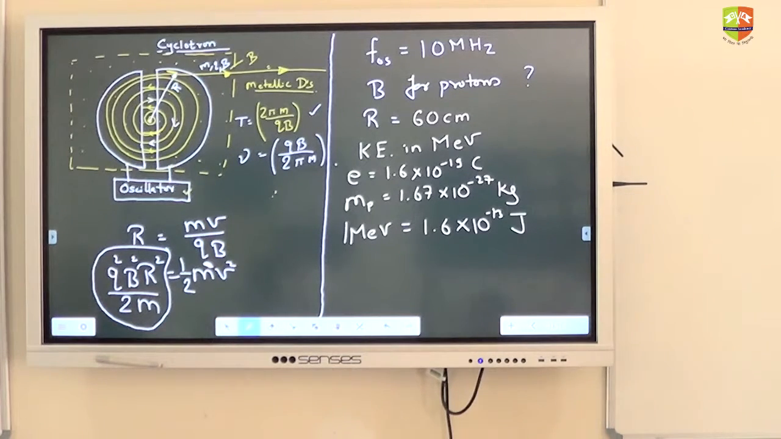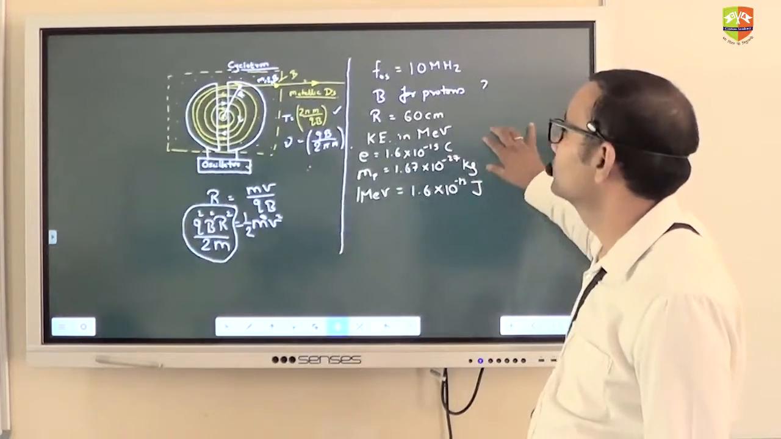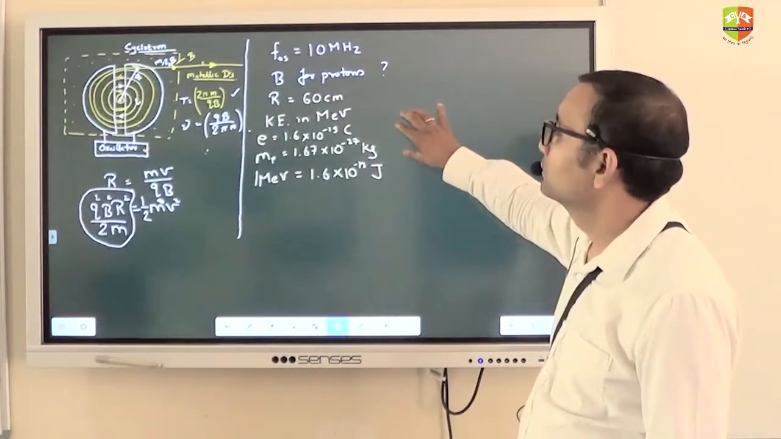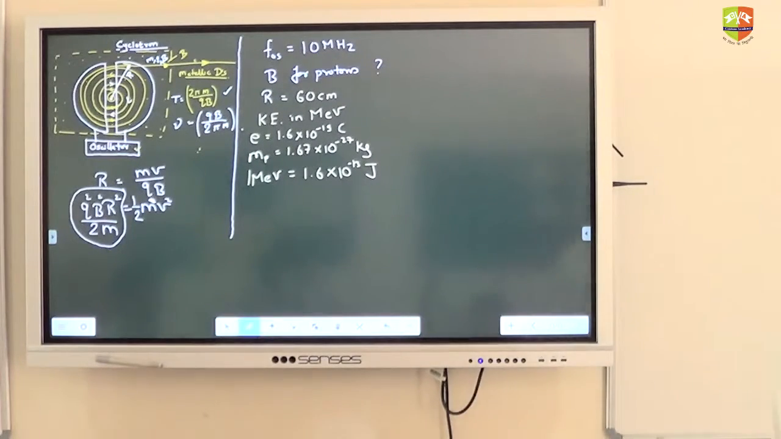B. That's wrong. This is equal to 8 into 10 power minus 2 Tesla. That's again wrong. So 8 into 10 power minus 1. That's 0.60. Yes. Why do you have to get a wrong answer in such questions? 0.66 Tesla is the answer. So 2.5 power minus 1.